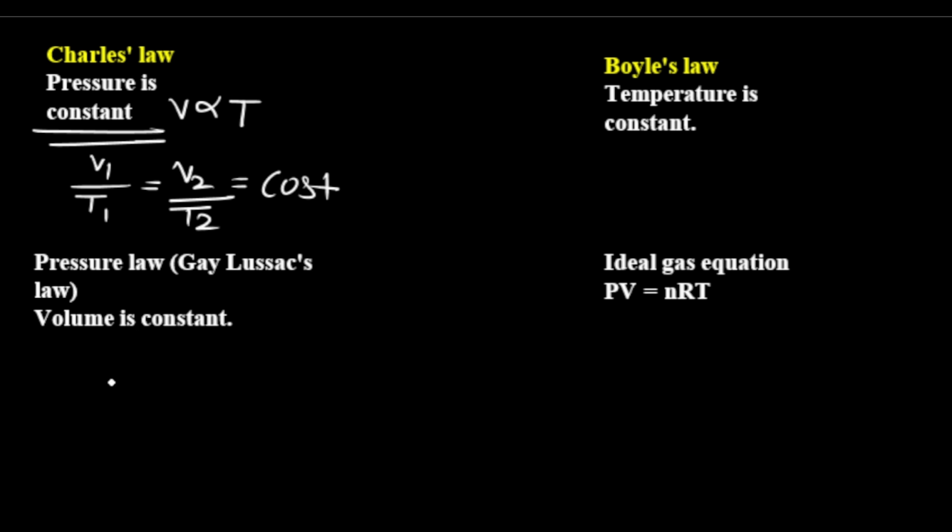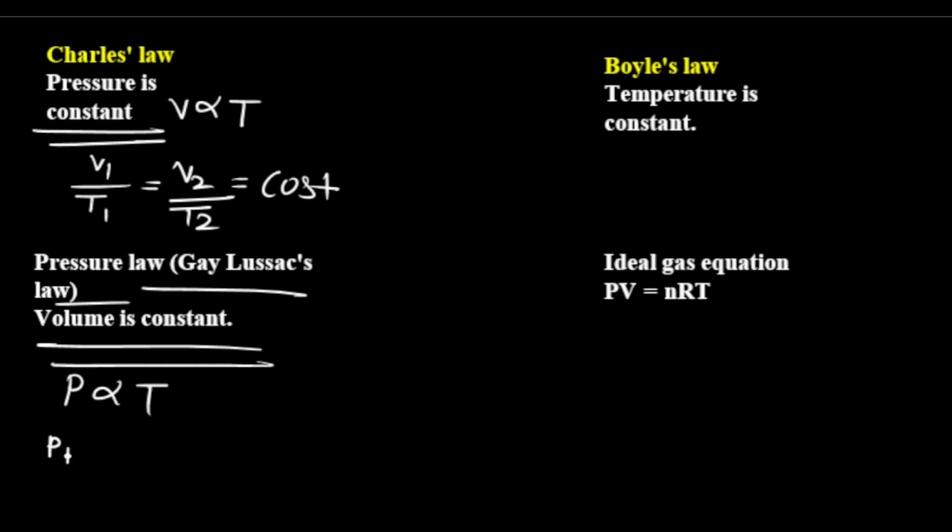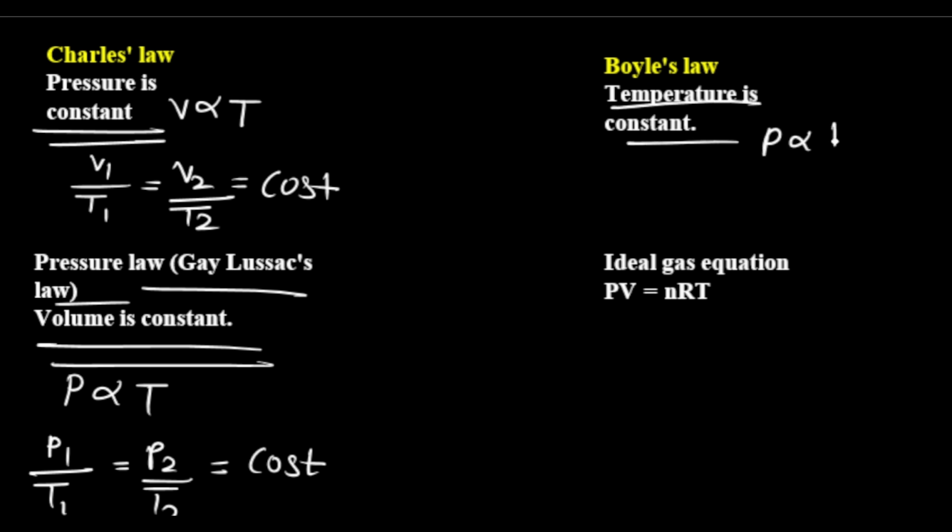Now the pressure law, which is the Gay-Lussac law: volume is constant. In this volume is constant, so pressure is proportional to T. So P1/T1 = P2/T2, which is equivalent to a constant. Now Boyle's law: in this temperature is constant, so pressure is inversely proportional to volume. So P1V1 = P2V2, which is equivalent to a constant over here.